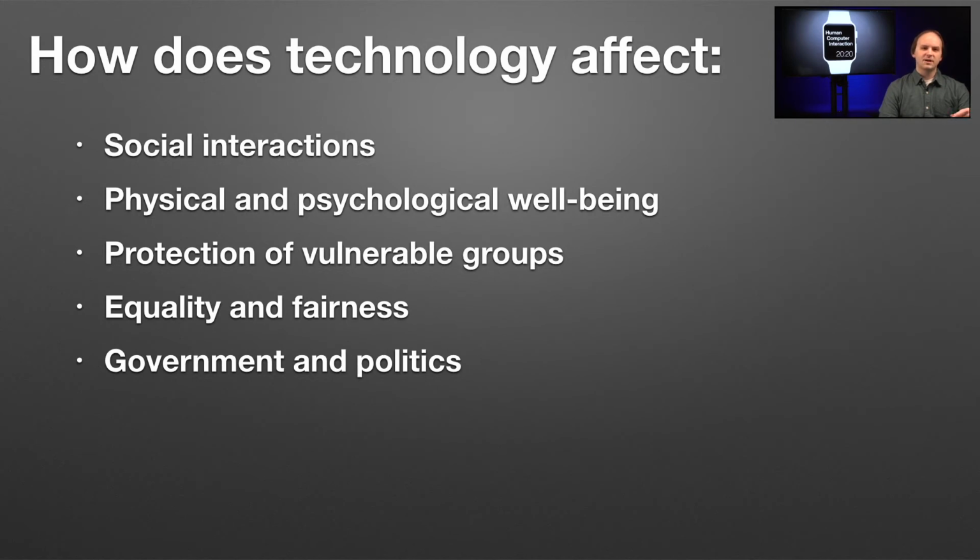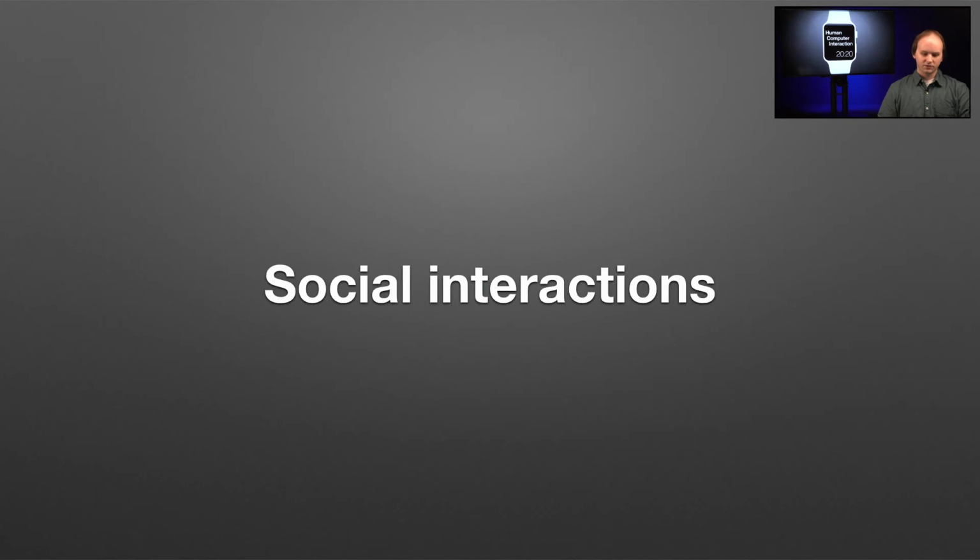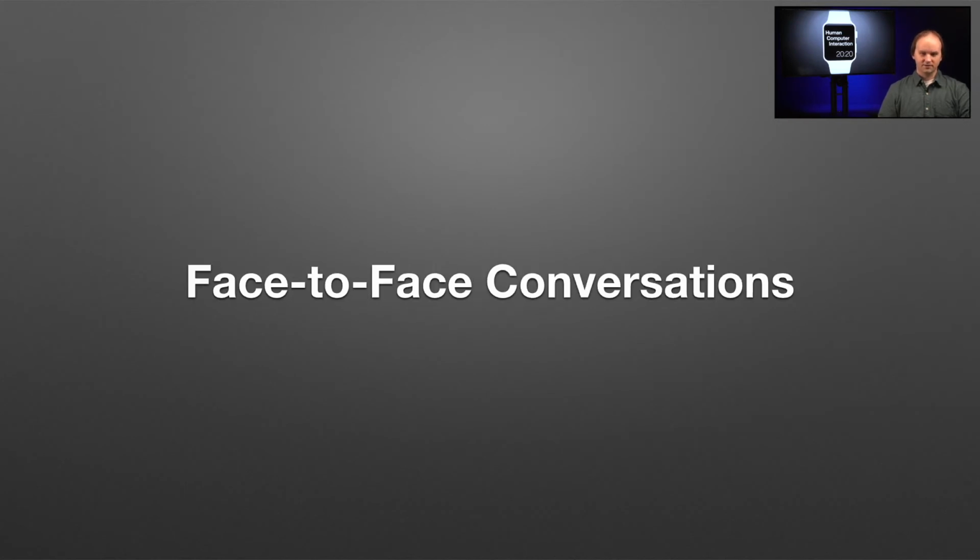We'll talk some about how technology can affect equality and fairness in society, and that has a social grounding to it. And then a little bit about how our technology can moderate or mediate societal constructs like government and politics. So we see our interfaces and our technology popping up in these really important areas. So let's talk about social interactions in general first.